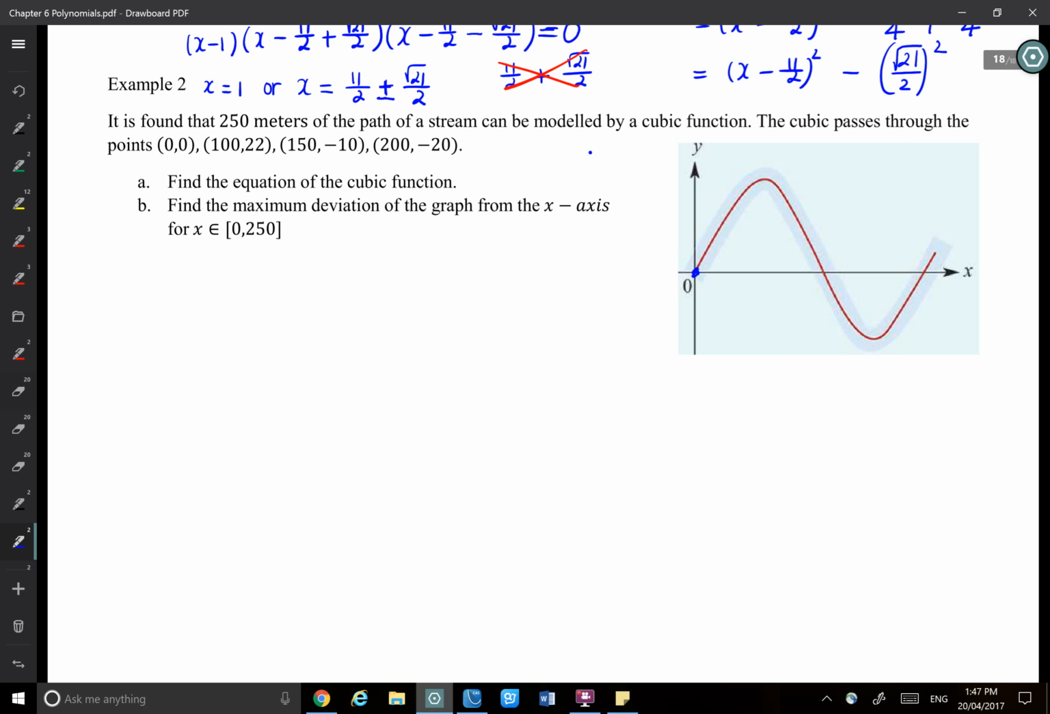So what I'll have is, okay, it's a cubic function, and I don't have intercepts. Can you see I can't use x-intercepts? I only have one, which is not helpful at all. So I will set this up as y equals ax cubed plus bx squared plus cx. No d value because it passes through (0, 0), so d equals 0.